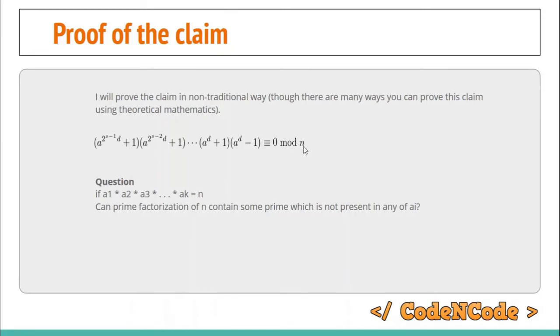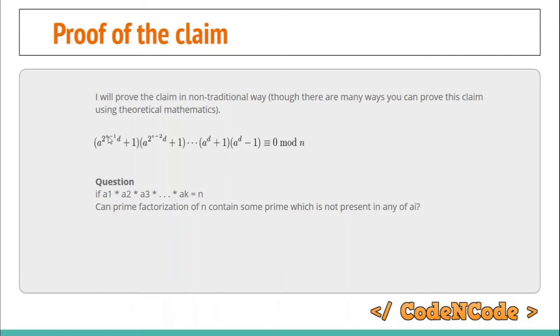For example, we are working with 7, or 9, or 13. Let's take the example of 7. None of the factors is divisible by 7, which means 7 does not exist in their prime factorization. So is it possible that their product, say some number y, will be divisible by 7? The answer is no, because the product of all these numbers is y, and the prime factorization of y will not contain the prime number 7 either.